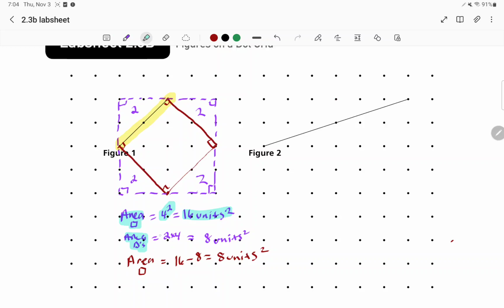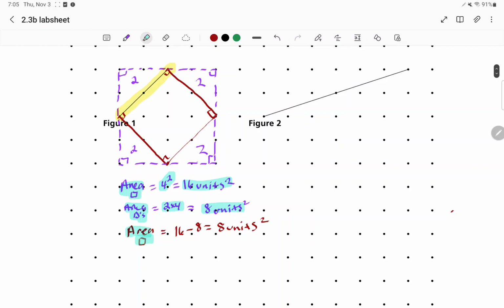The area of the triangles, each one is 2. So the area of all of them is 2 times 4, which is 8 square units. And then the area of that red square, that first square, you subtract 16 and 8, and that gives you 8 square units. So that was part 2, figuring out the area of this square. And we found the area to be 8 units squared.